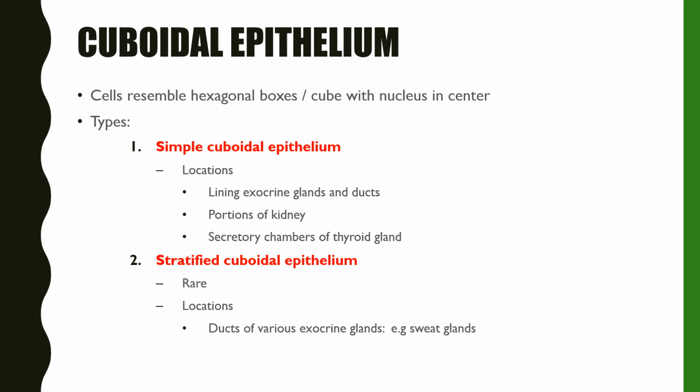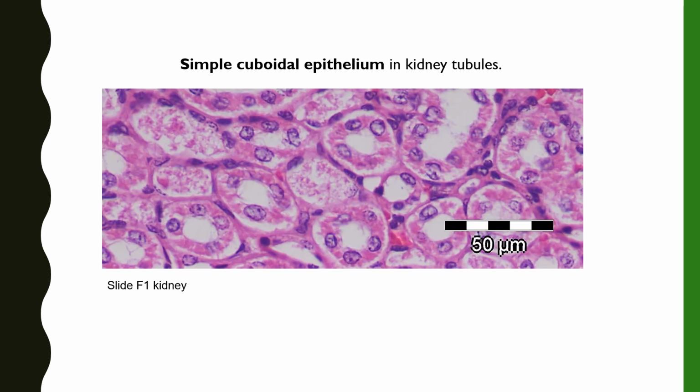After that is the cuboidal epithelium, the third epithelium. Again in cuboidal we also have simple cuboidal and stratified cuboidal, and the locations are different and the structures are also different. Let's look first at simple cuboidal epithelium. Example here is in kidney. This is in the kidney tubules. You can see the ring shape here, all consisting of a single layer of cuboid-shaped cells.